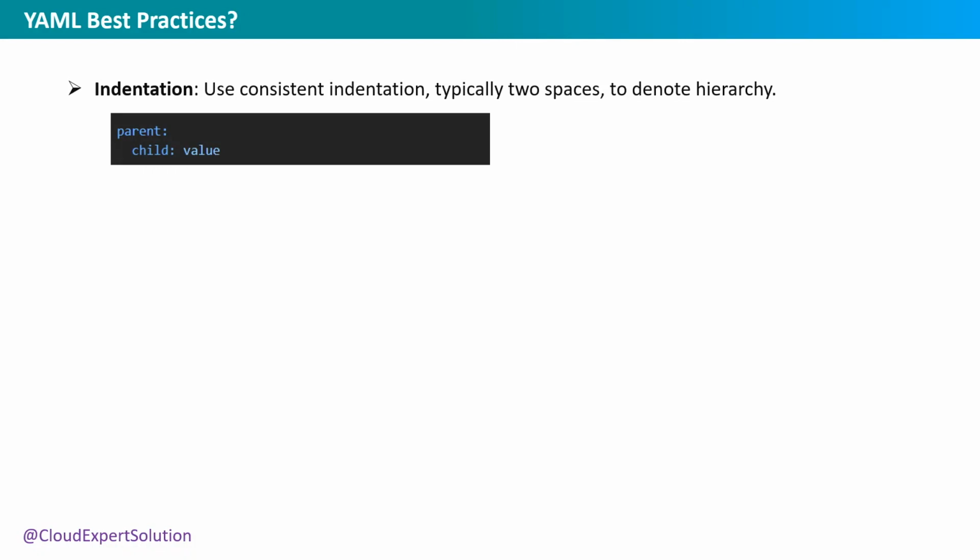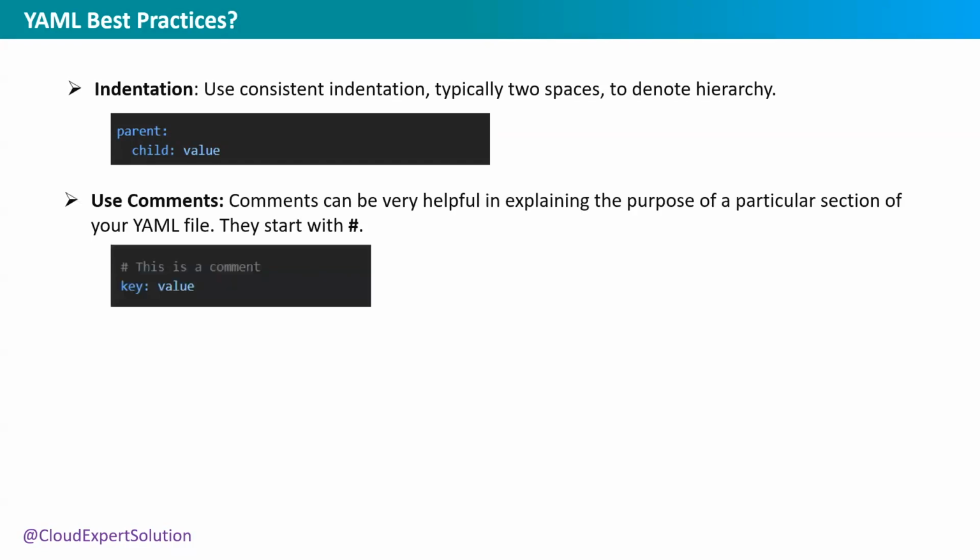Typically, you can use two spaces to denote the parent-child relationship in the configuration file. Then use comments. As I mentioned earlier, comments can be very helpful in explaining the purpose of a particular section of your YAML file. To write a comment, you have to start with the hash sign. If you want to use multiple lines of comments, then you should use a hash sign before every line. Any line that starts with a hash will be treated as a comment.